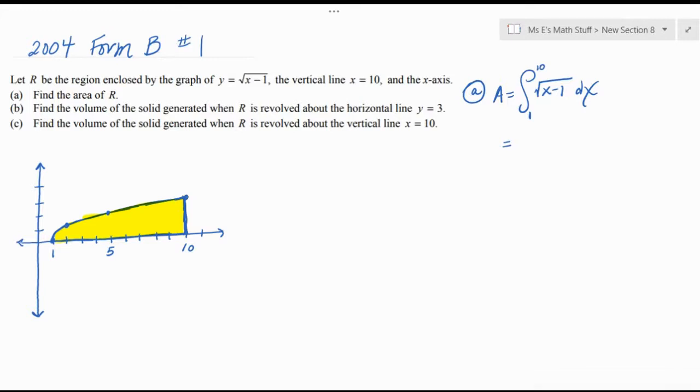Okay. Using your calculator, if you've already programmed square root of x minus 1 as y1, then you could go to math, function integration, use y1 as your integrand, integrate with respect to x and make your bounds be from 1 to 10. You should get 18, and then it's area, so let's keep it classy and say units squared. There we go.